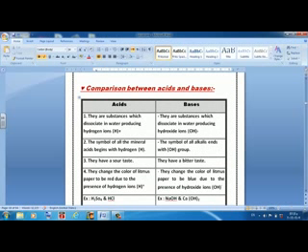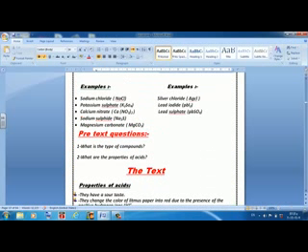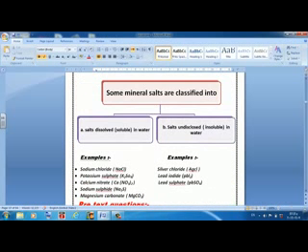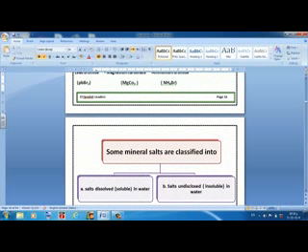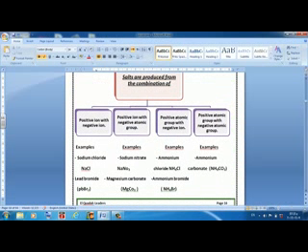Please study well the comparison between acids and bases and examples of some mineral salts, because here we have in the graphic organizers the classification of salts, and here how salts are formed. It is very important to study well how salts are formed by positive ion with negative ion, positive ion with negative atomic group, positive atomic group with negative ion, positive atomic group with negative atomic group.